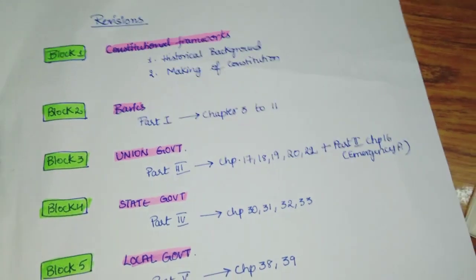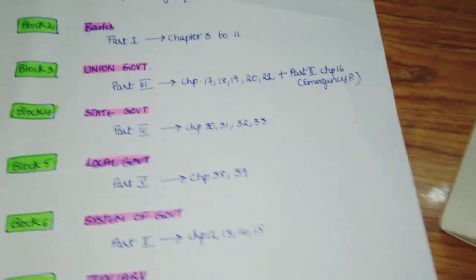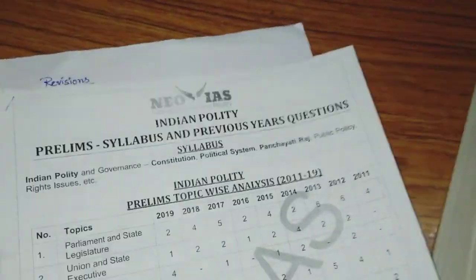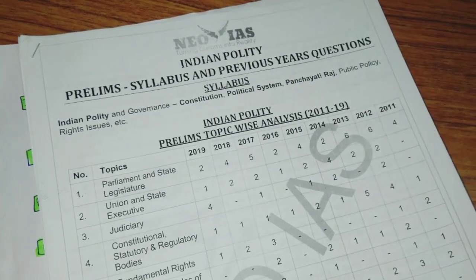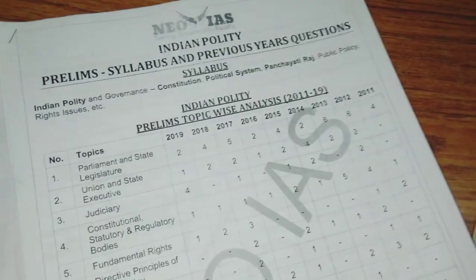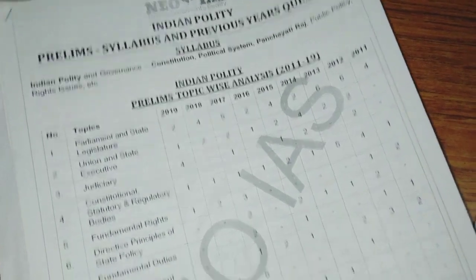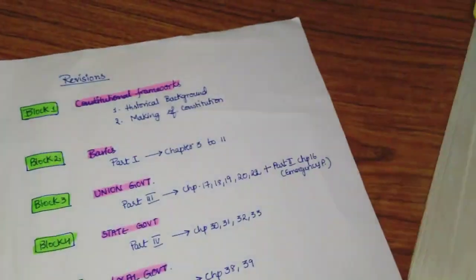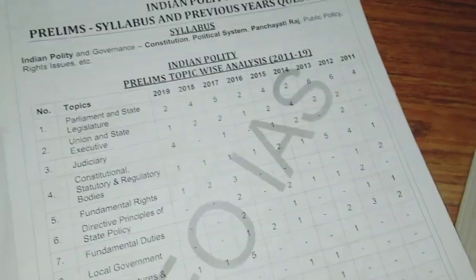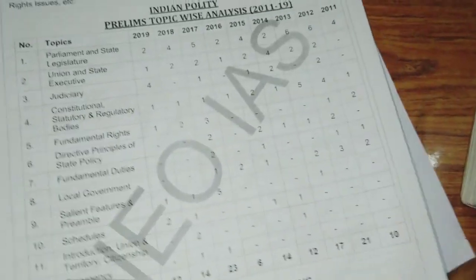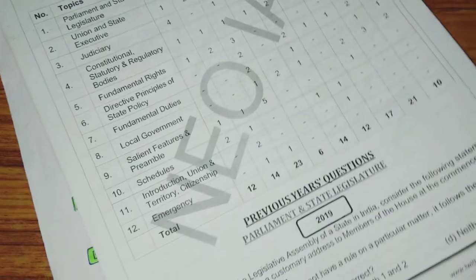Yeah, I would also want to add something here, that is previous year questions. So this is a printout of Neo IAS previous year questions. I took a printout of this, which consists of previous year questions from 2011 to 2019. So these are enough to revise. These PDFs are available in Telegram groups. Here you can also see the topic allocation and marks allocation under each topic. So accordingly I will study this, and under each heading we have different questions.